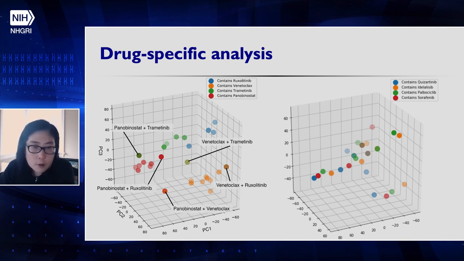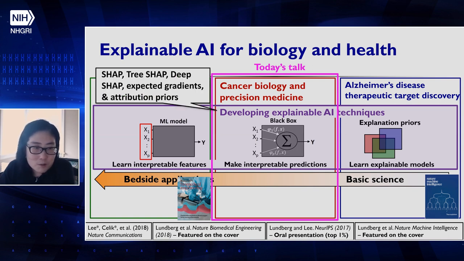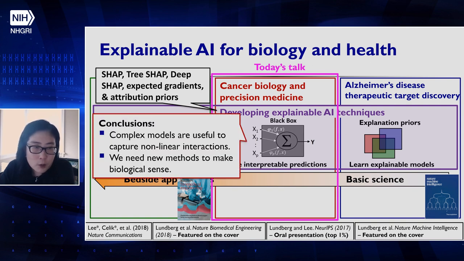So we have many sets of results on these importance scores, the SHAP values for the drug combinations, in our bioRxiv preprint. Okay, so to summarize my talk today, in this short talk, I presented our new and old explainable AI techniques, SHAP and more. And I focused on this cancer precision medicine project. And the high level conclusion was that these complex models are useful. They are more accurate. They can also express complex relationships between biological variables. But we need new machine learning methods to make biological or clinical sense.